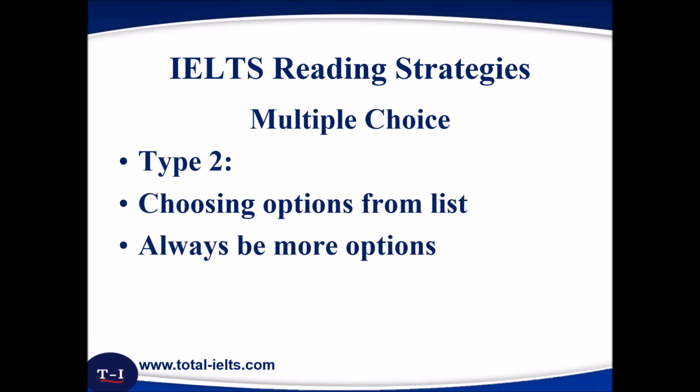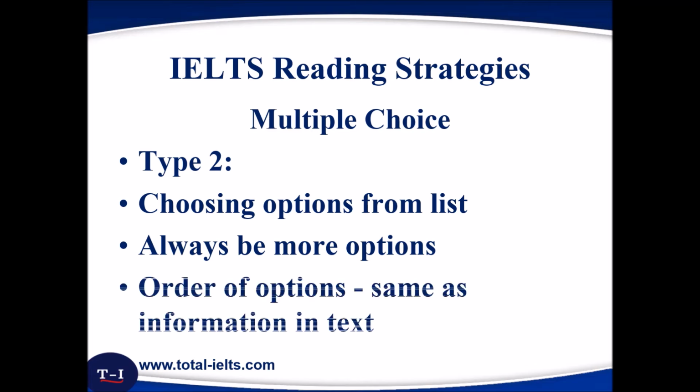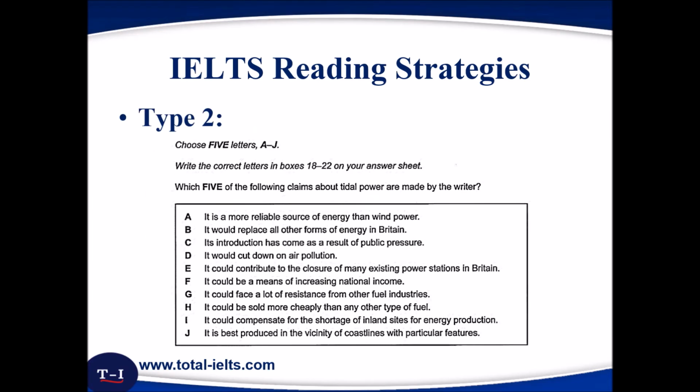Another type is choosing options from a list, and there'll always be more options than answers. The order of the options are the same as the information in the text. Here, for example, you need to choose 5 from 10, A to J. And you will not find the answer for option B after the answer for option A.